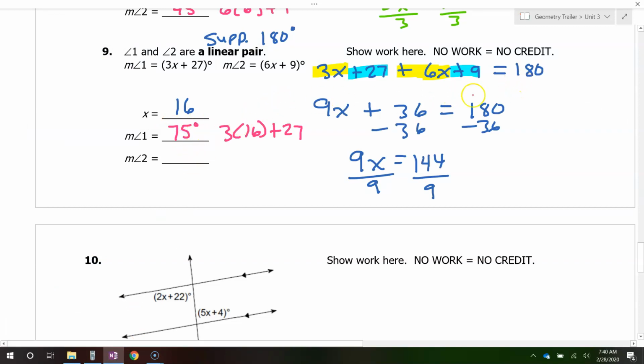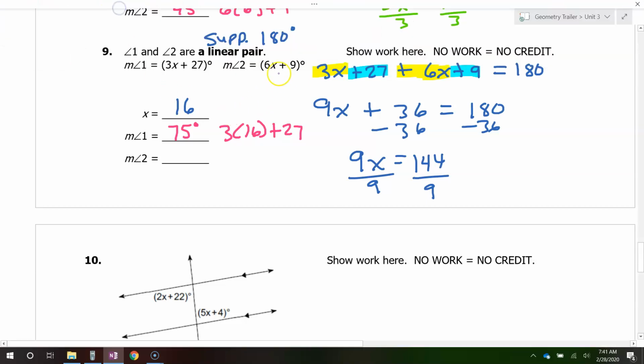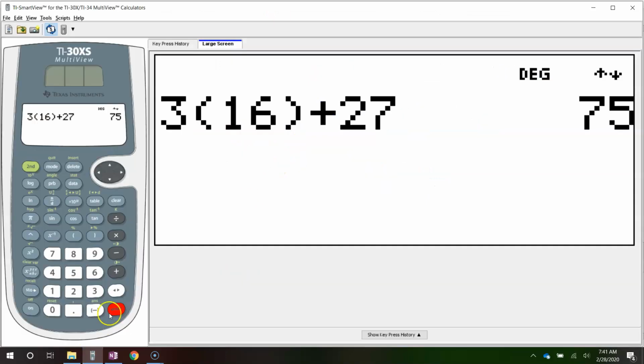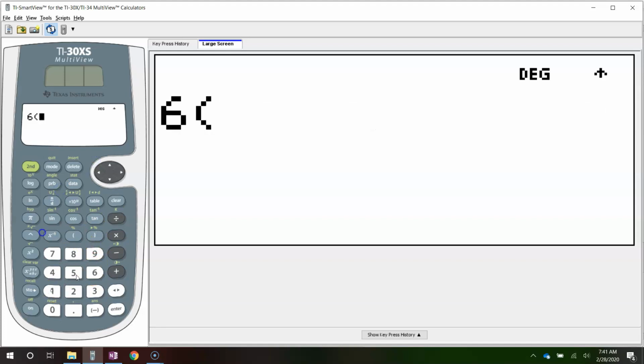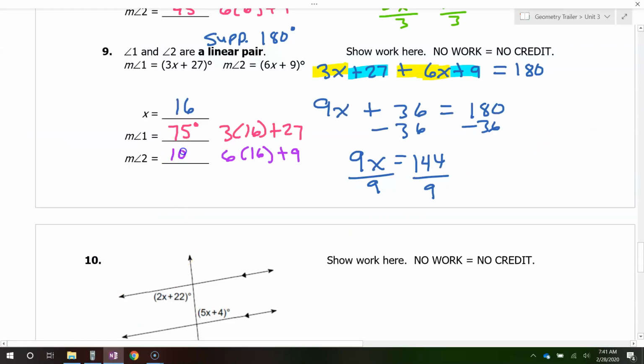All right, now these should be supplementary. So I can already tell that this angle 2 should be 105. But I am going to go ahead and use the formula so I can just see for myself, and in that way I can check my answer. So angle 2 is 6x plus 9, so that means 6 times 16 plus 9. So that is 105. So they are supplementary just like we wanted. So then you know you have the right answer.